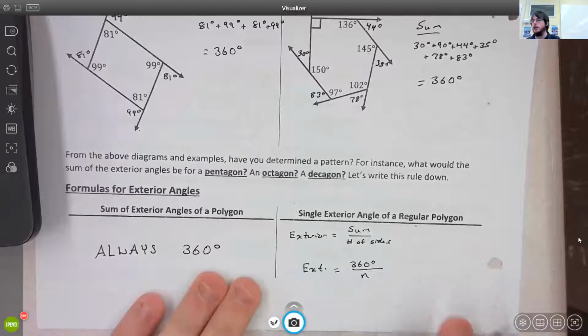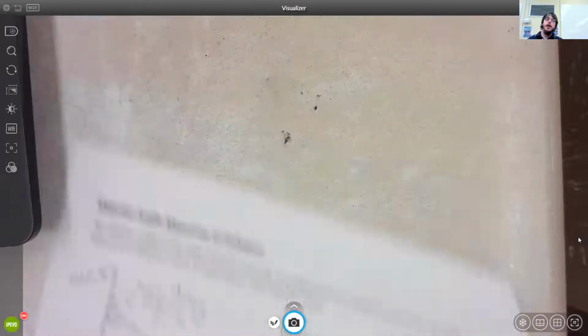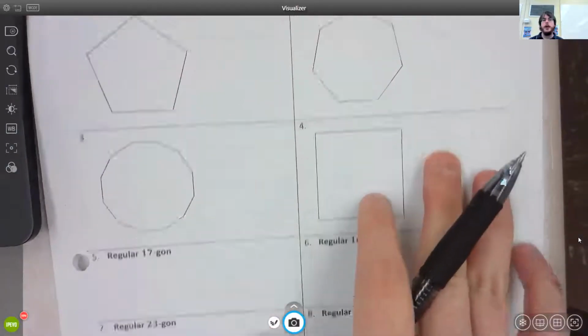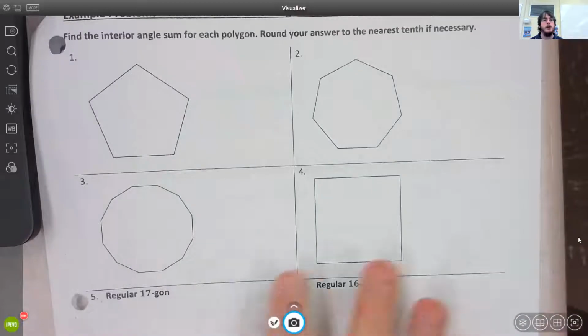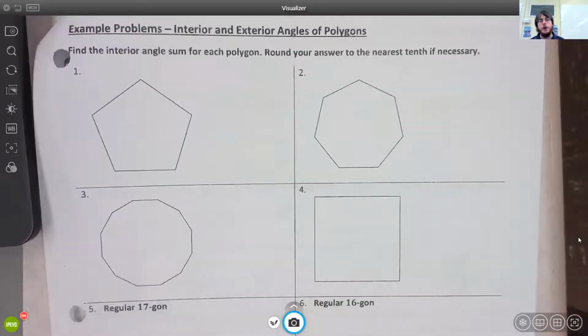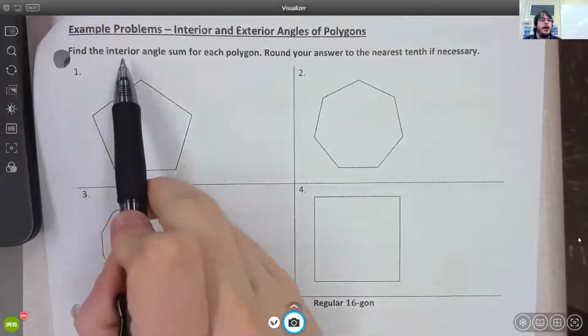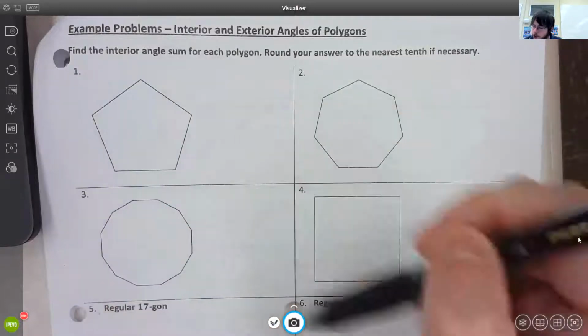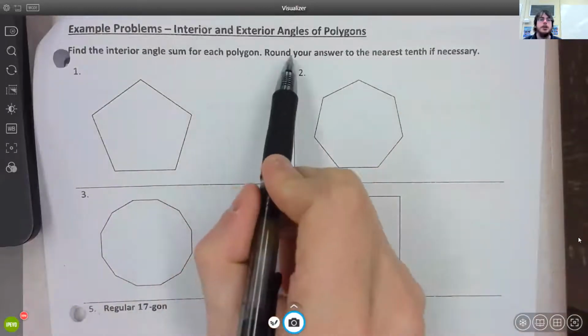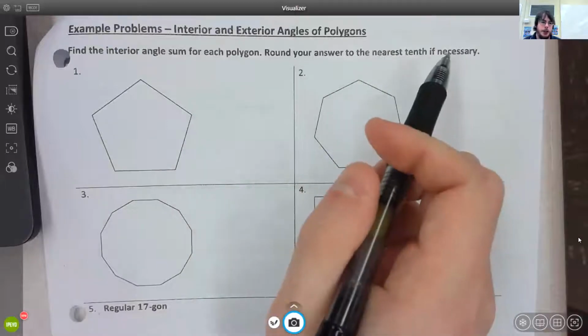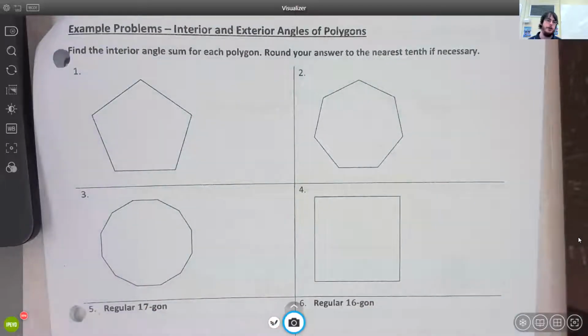All right, so we're going to go over some examples. The other examples are on this page for you to practice on your own. I will have the key to the whole thing posted after I post the video, so you can look at that and see how you did. So find the interior angle sum for each polygon. This is for numbers 1 through 8. It wants us to round your answer to the nearest tenth if necessary, which should not be necessary for these.